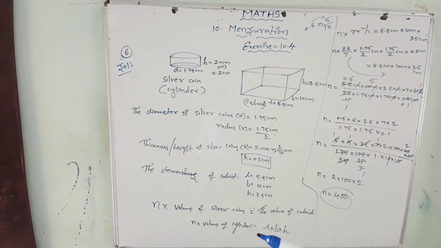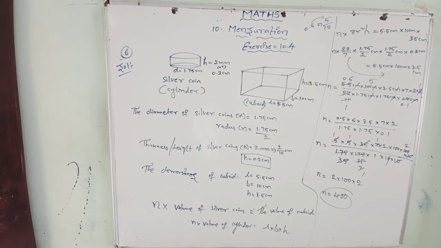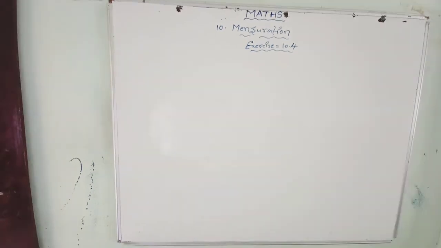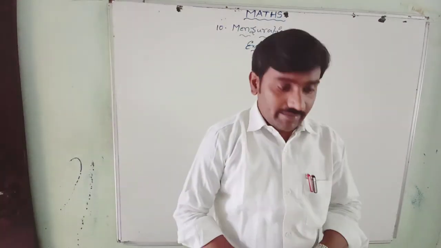Volume of silver coin is nothing but volume of cylinder. Volume of cylinder formula is pi r square h, and here L into B into H dimensions are given already. So by simplifying the n value we get 400. Nothing but we require 400 silver coins, my dear children. I hope you understood this. Now we go for question number 7.